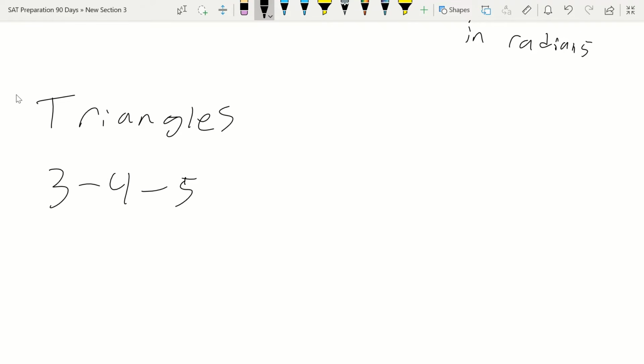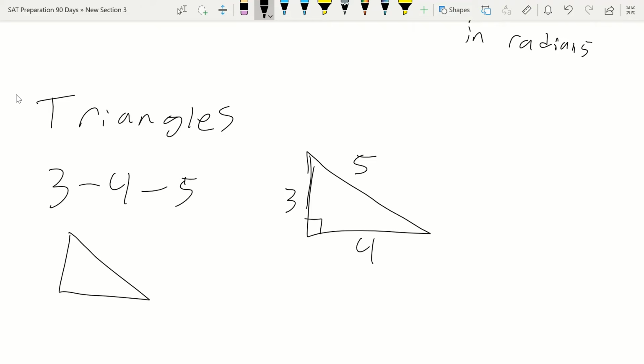First one's called the 3, 4, 5 triangle. So this is with a right triangle. That's a 90-degree angle there. Our hypotenuse is 5, one of the sides is 3, and the other one's 4. So if you're given a triangle that looks like this, you have a 5 here, you have a 4 here, you need to recognize that x right here is going to have to equal 3. If you're given a triangle with a right angle, and we have a 3 and a 4, recognize that this x here is going to equal 5.